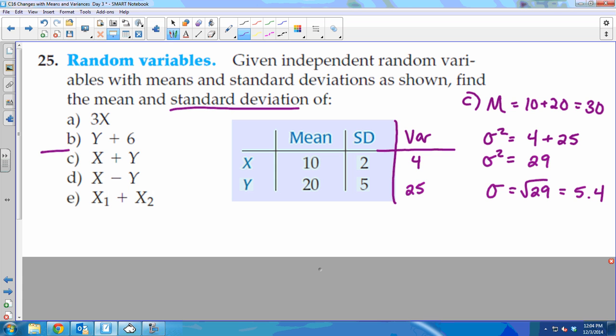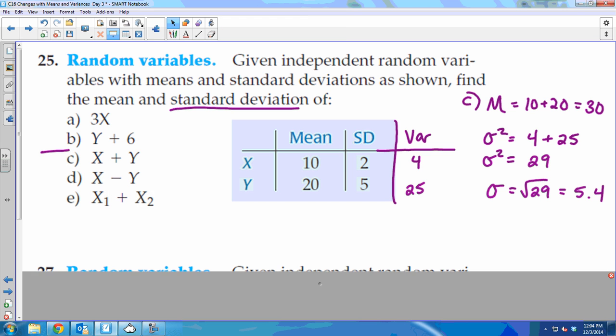Questions about that? That wasn't so bad. But I'm just trying to make sure you realize that you can't just do standard deviations as you want to. Questions? Does that make sense? Yep. No. All have the same answer.